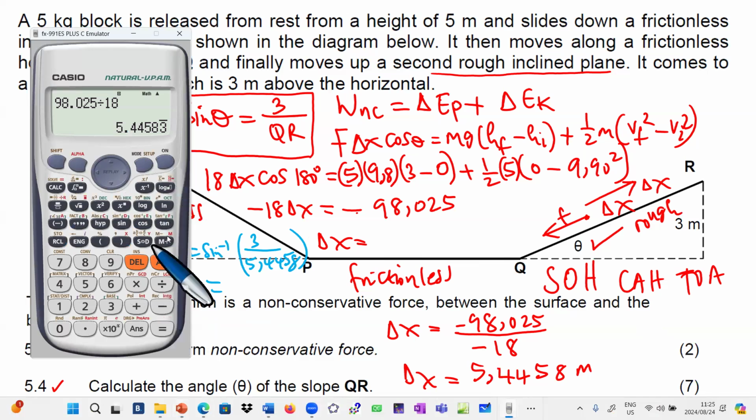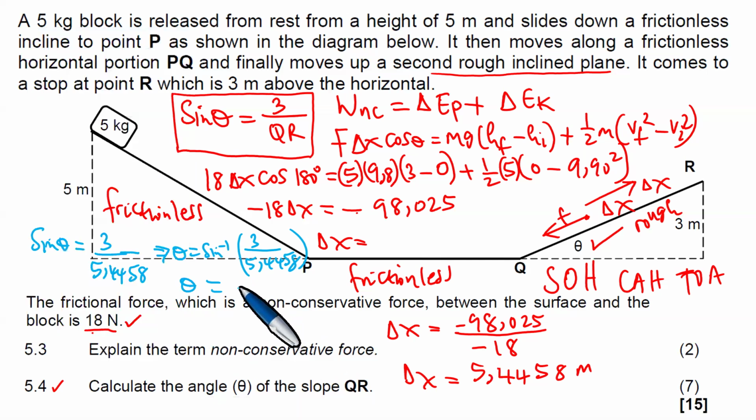So now you would have this one. You can take its reciprocal like this, multiplied by 3. Shift sine. Okay, we're getting 33.43 degrees. Now, this is exactly the answer. So you're getting 33.43 degrees.